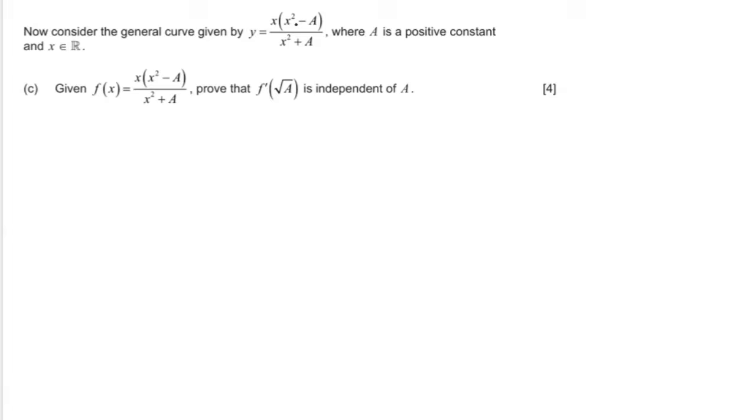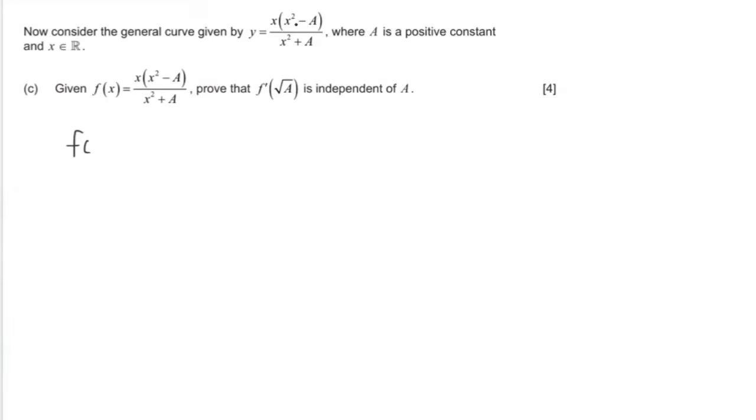So they have given a constant, and they are saying where a is a positive constant, and x belongs to real numbers. So C part. Given that f of x is this, prove that f prime of square root a is independent of a. Okay, so it's a calculus quotient rule problem. So I can see it's a quotient function.